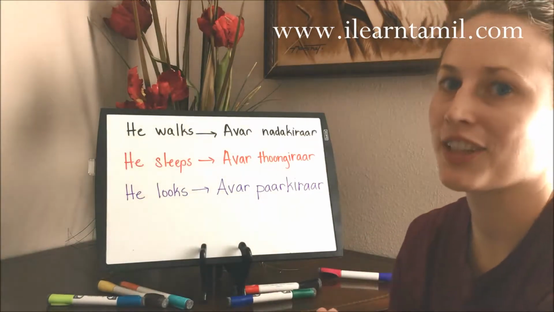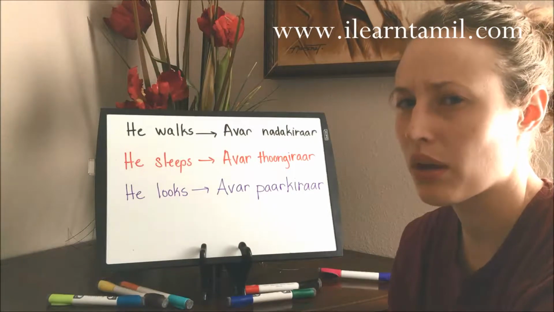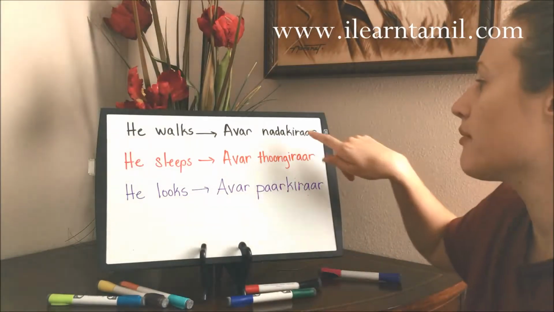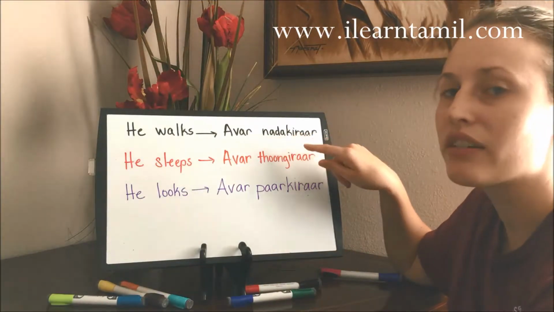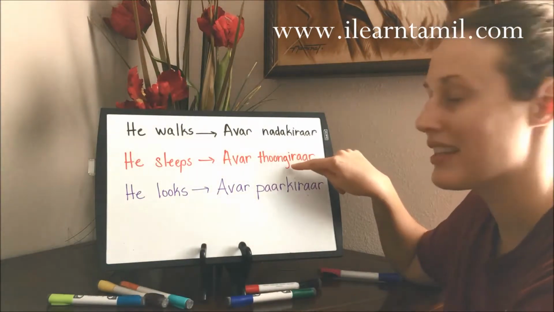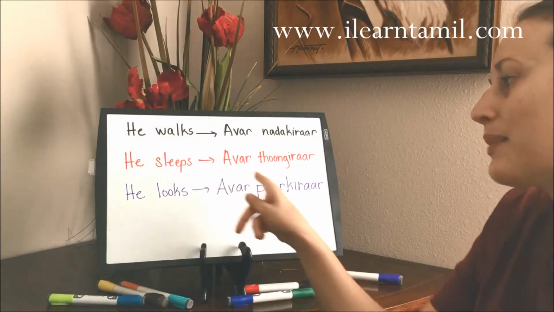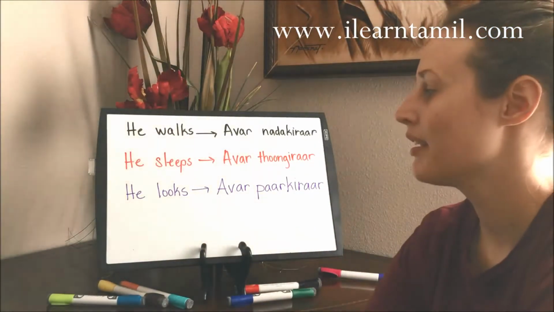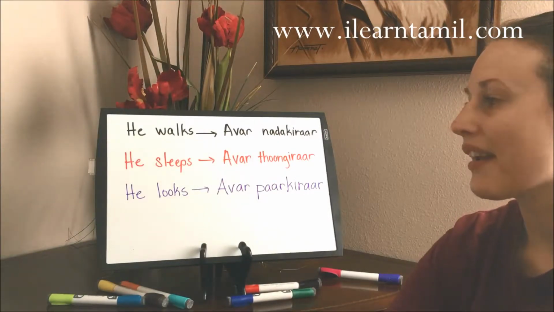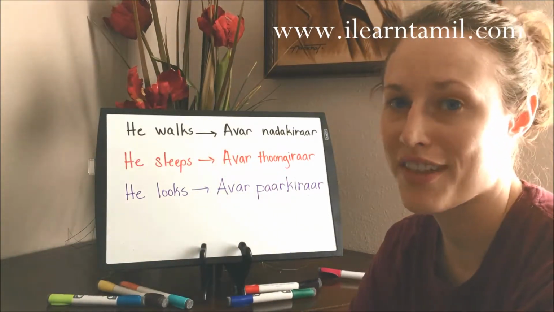And one thing I have learned is that there are certain words or certain sounds. I haven't quite figured out which one's more prevalent. But normally it's the kirar. However, if there's a G or possibly if there's another sound, I haven't figured that out, then you don't need the K, you can just say the G sound, so girar. So he sleeps is avar tungirar. He looks is avar parkirar. And then as we learn more verbs, then you'll be able to do this with more of them.